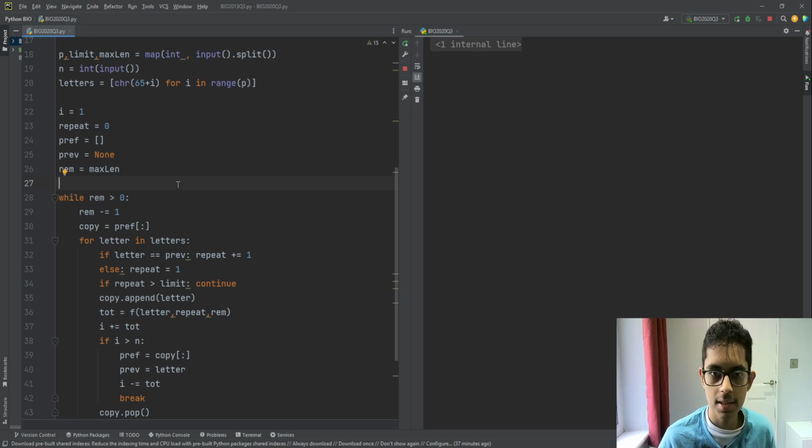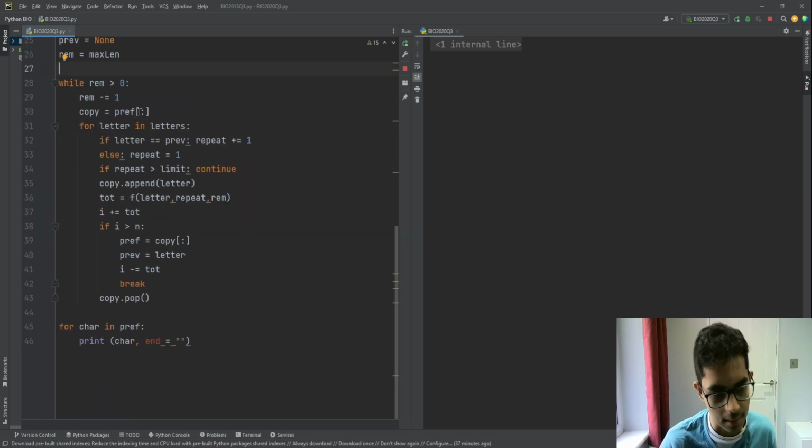So we know that the first character is A, and the window for A would be from 5 to 7, and then 7 is less than or equal to the thing which we want to print. Therefore, we know that the first character has to be A. Then we apply this again and again.